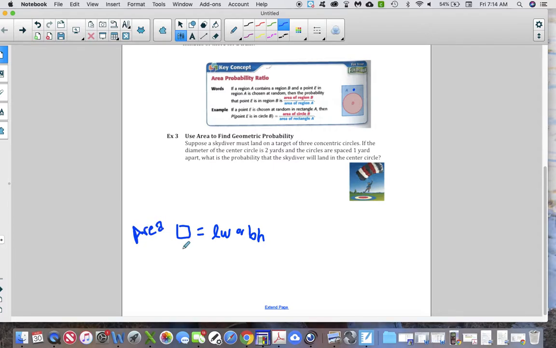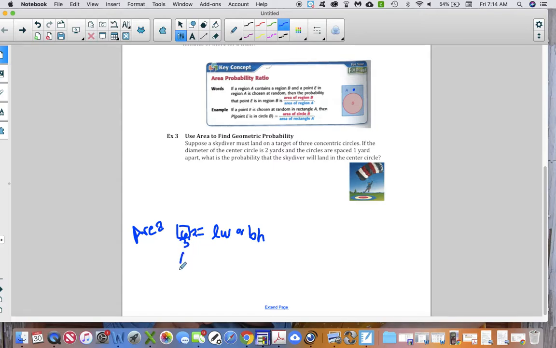This is area of all of these. So length times width, or base times height. Let's say this is a rectangle and not a square, 3 by 2, the area would be 6. Okay, that's stuff you should just know. But if you don't, it's written there.